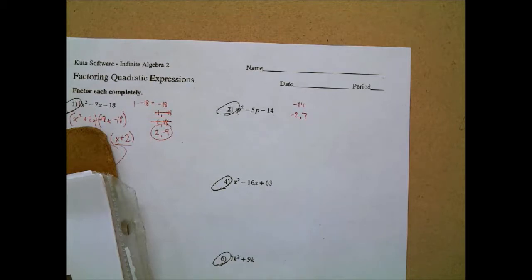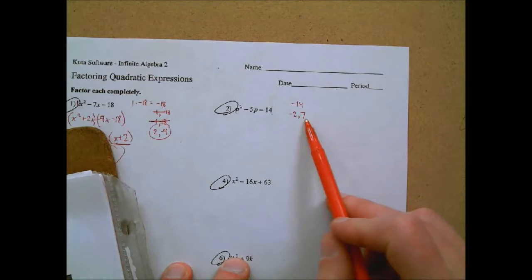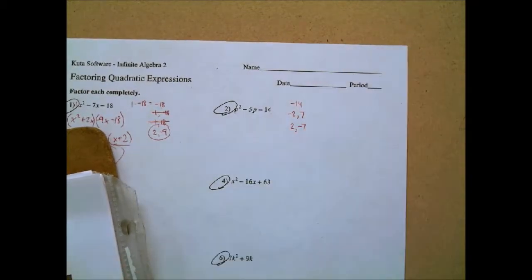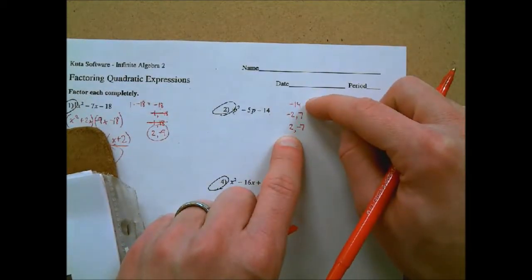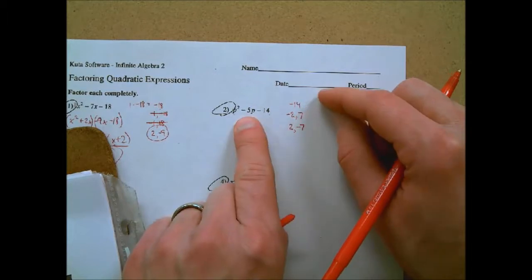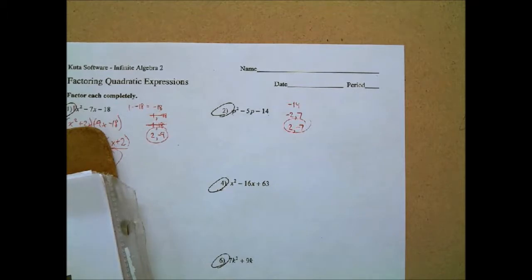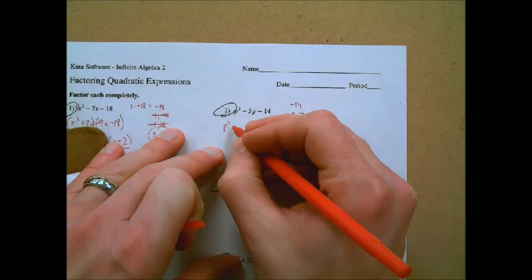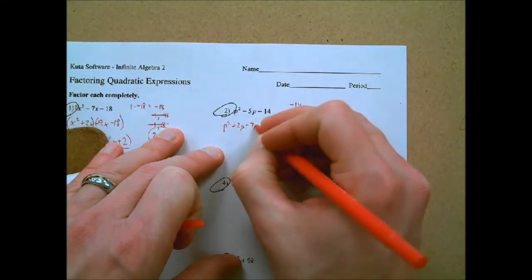What are we supposed to add to? Oh, negative 5. What does this add to? Positive 5. So, right, if we make this positive 2, though, and this negative 7, does 2 times negative 7 still multiply to negative 14? Yes. Does it add to negative 5? Yes. So this is the combination we want. So p squared plus 2p minus 7p minus 14.